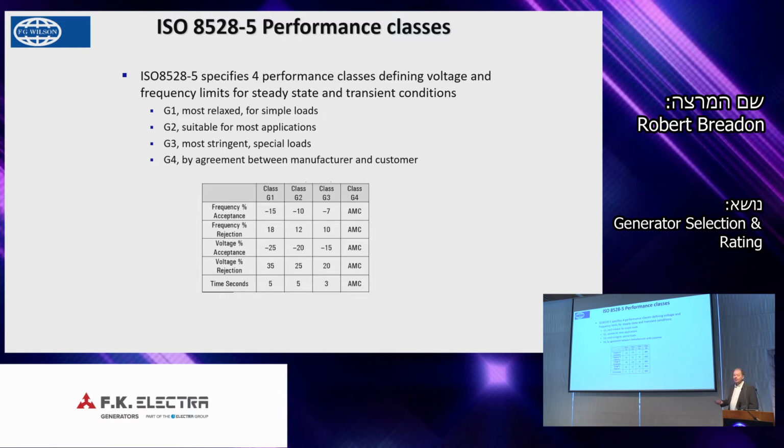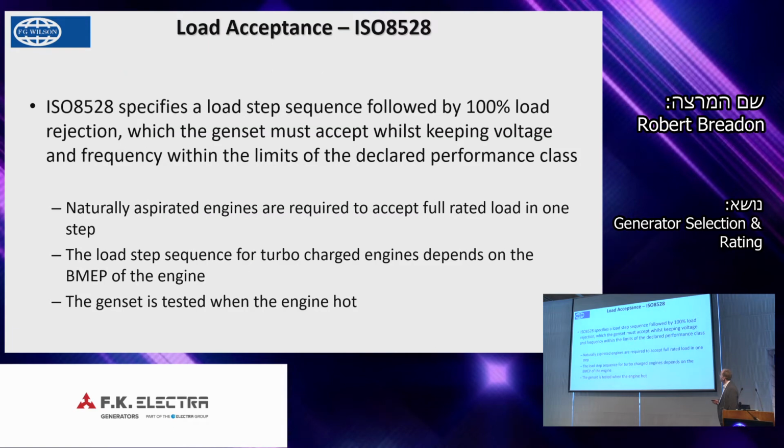Of course, all the gensets will meet all these classifications from a load acceptance perspective. But the tighter the frequency requirements, so if you put a load on the machine and you're only allowed the frequency to drop by 7%, that is a much tighter requirement than G2, which allows you to go to 10%. So unless your load really requires a very tight regulation, G2 is more than acceptable for the majority of applications.